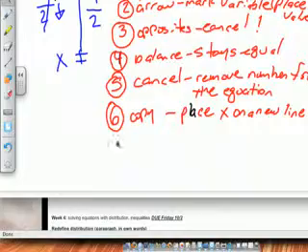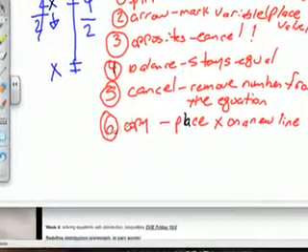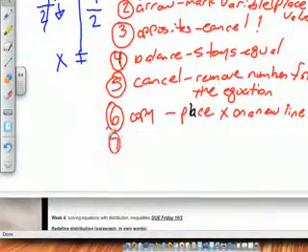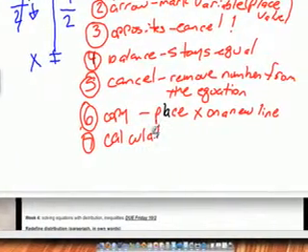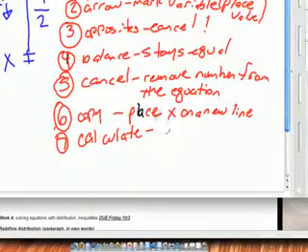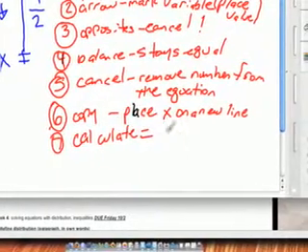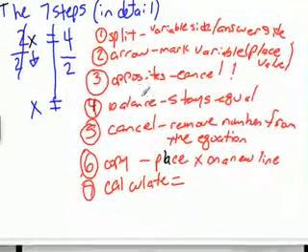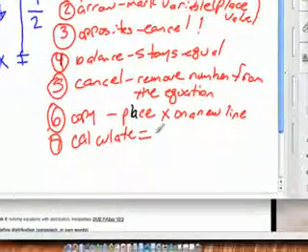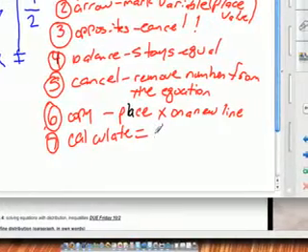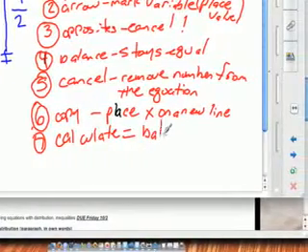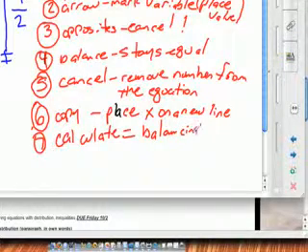And then step number 7 would be to just calculate. When you calculate, you're calculating the constants on the answer side, and you're balancing your answer out. So when you calculate, you're balancing those opposites that you used before. So I'll just write: balancing the opposites.